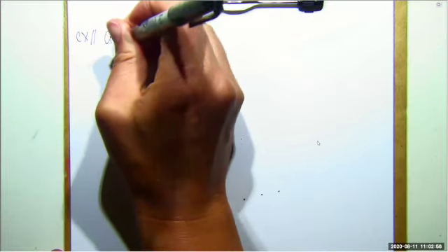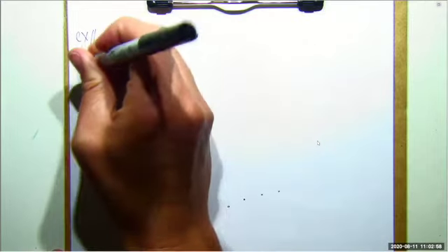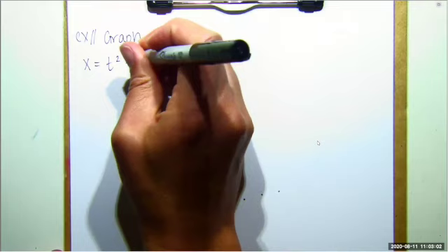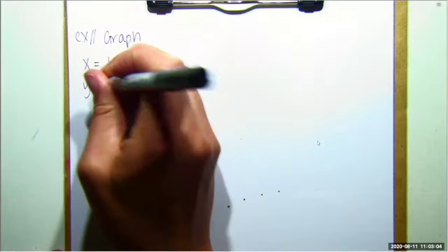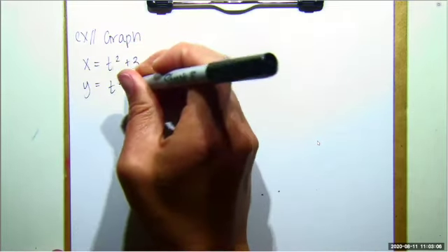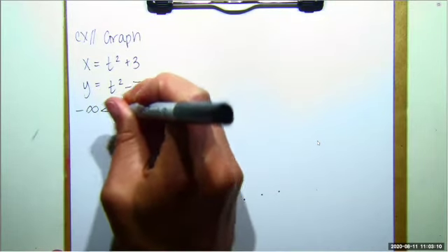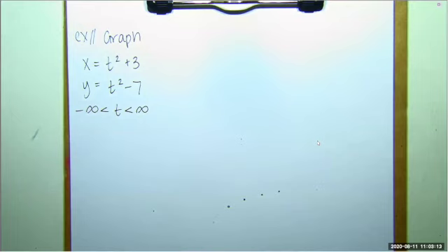Let's graph x is equal to t squared plus 3, and y is equal to t squared minus 7. And t can be anything from negative infinity to positive infinity. Okay, so before you graph this, I would challenge you to take a look at these two equations and think about what might your graph look like?